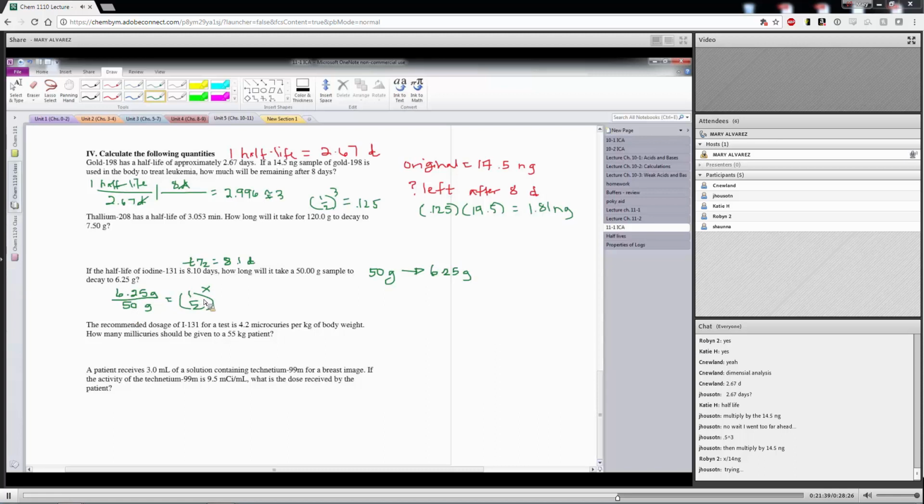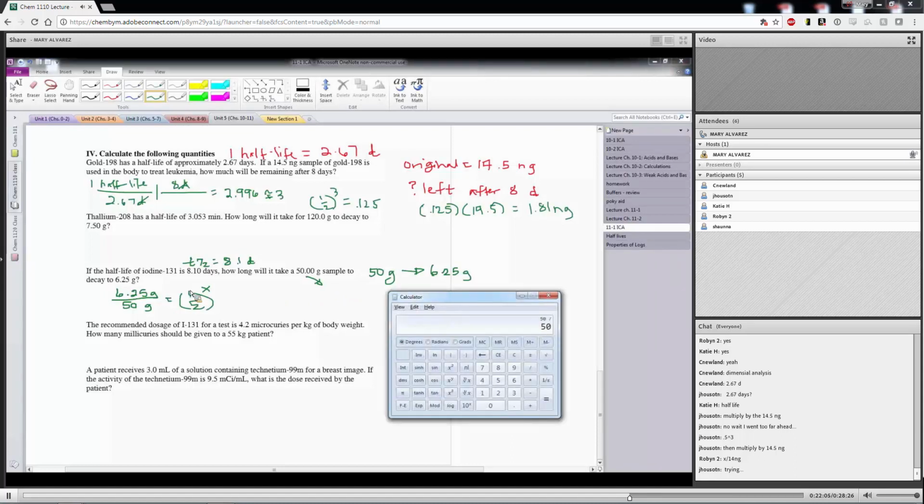There is an easy way to do this, to estimate the right answer. And then there is a more complicated way to do it to get the exact right answer. Here's how we're going to estimate the right answer. We're going to take our 50-gram sample and divide it by 2 until we get to 6.25 grams, right? So after 1 half-life, I've got 25 grams remaining, right? Everybody believe me on that?